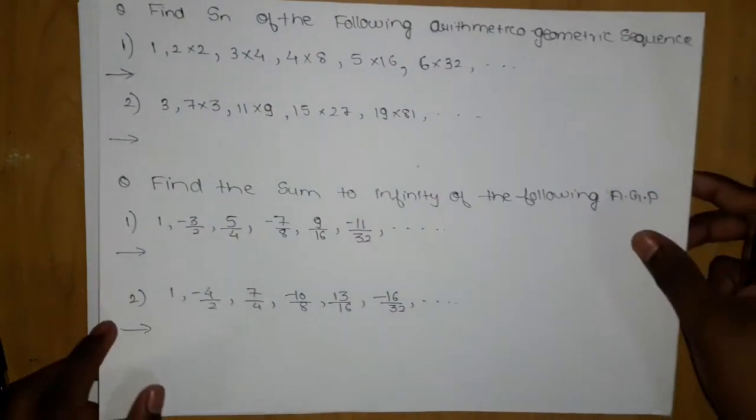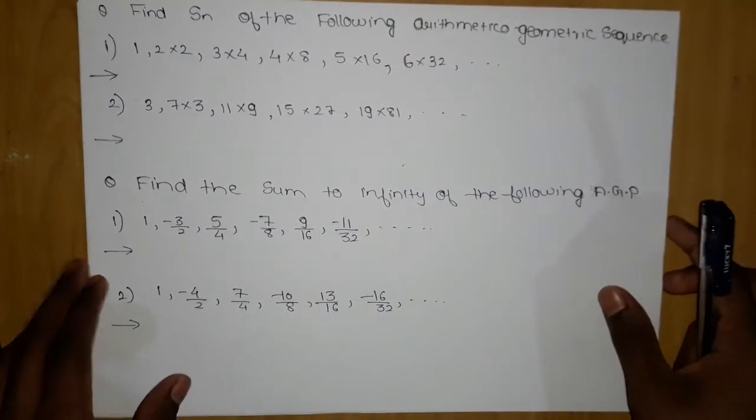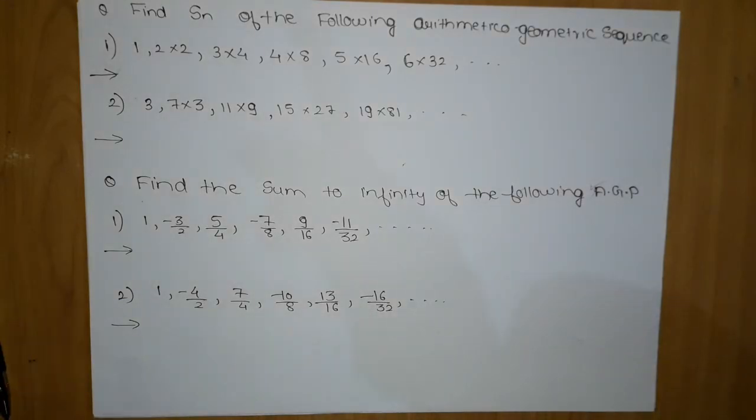The first question is: find the Sn of the following arithmetico-geometric sequence, which is 1, 2 into 2, 3 into 4, 4 into 8, 5 into 16, 16 into 32 and so on.